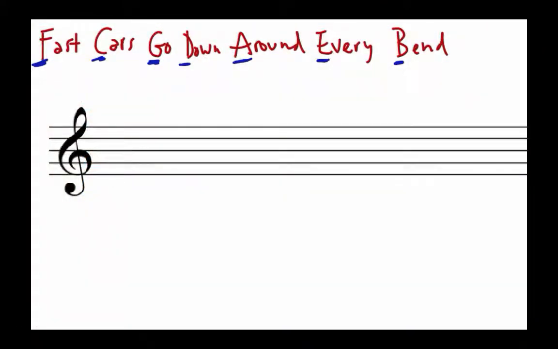The saying, fast cars go down around every bend, can be very helpful in memorizing the sharps in order. If you place the first letter, F for fast and C for cars and so forth, in that order, so we'll do F, C, G, D, A, E, B, you will get the 7 sharps in the order that they belong. And then we said that you take the rightmost sharp, go up to the next line or space, and you get the name of that key.